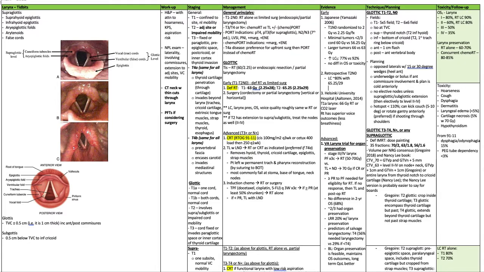T4A disease: preference for upfront surgery, then postoperative radiation instead of chemoradiation. Glottic larynx, TIS: radiation 60 gray at 2.25 gray per fraction, or endoscopic resection, followed by partial laryngectomy.